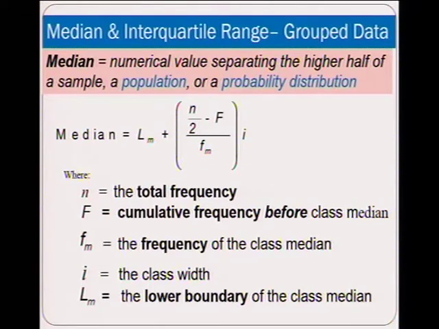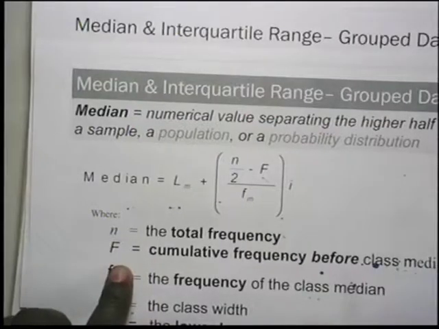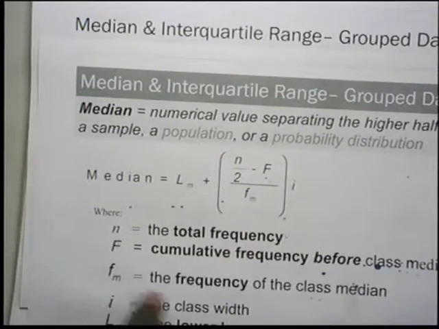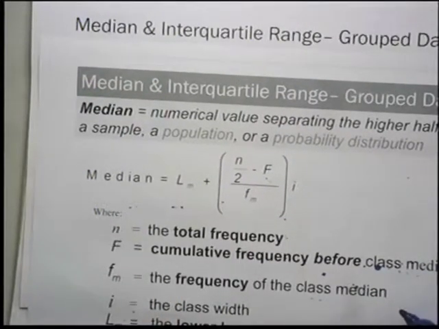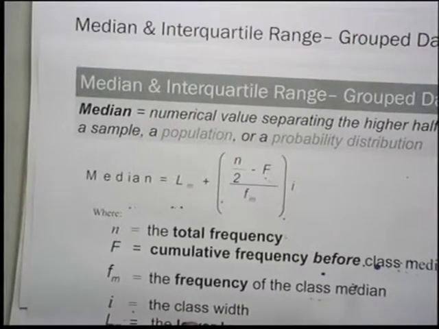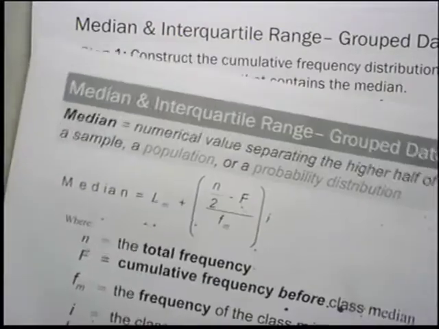We have a formula that we use there, and the formula is: median equals L base M plus N divided by 2 less F, divided by F base M, times i. Now, let's understand what these variables mean. N is the total frequency. F is the cumulative frequency before the median class. Fm is the frequency of the median class, i is the class width, the interval, and Lm is the lower boundary of the median class.